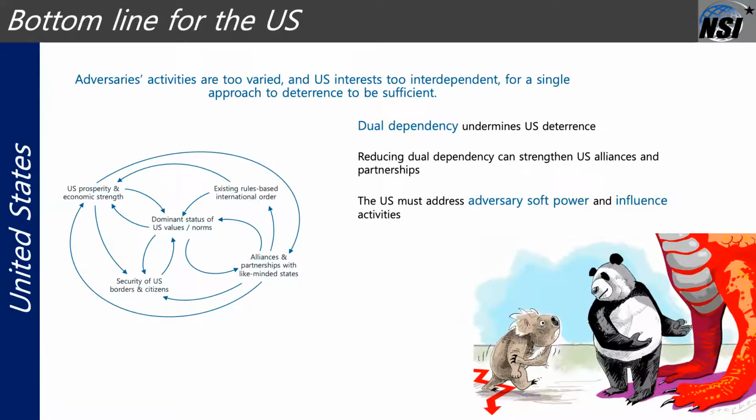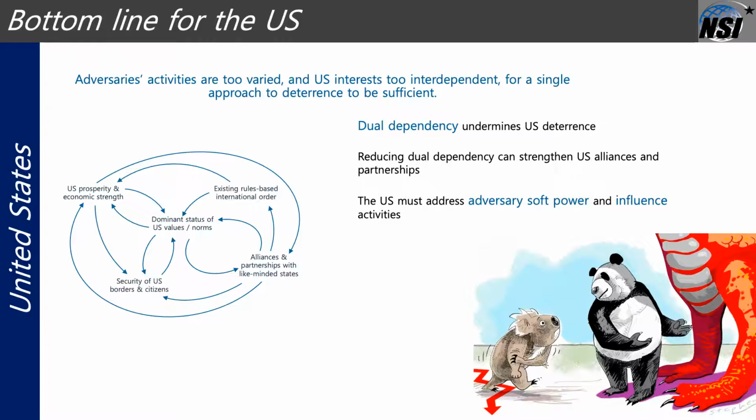Unless the US can adjust its own interests so that the negative effects of changes to the nature of the international system are eliminated, failure to counter soft power and influence activities by adversaries will remain a threat to all US interests. Such activities also undermine the strength of US alliances and partnership.